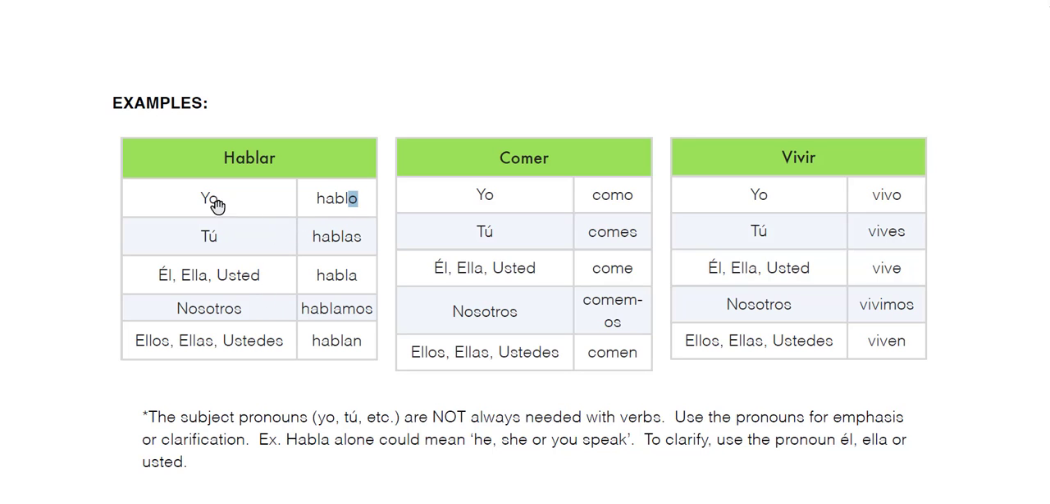Again, O, there's only one option. As, only one option. If there's only one option, I don't need the pronoun as much, unless I want to emphasize or clarify. If I say habla, then I kind of need the pronoun a little bit more because it could be confusing to the person I'm speaking with. Now, if we've been speaking about the same person for the last 5 or 10 minutes, and that subject is well established, I could get away with saying habla without having to use a pronoun.